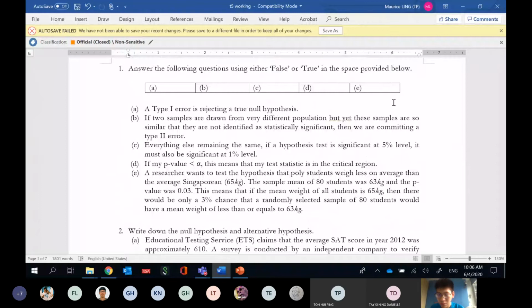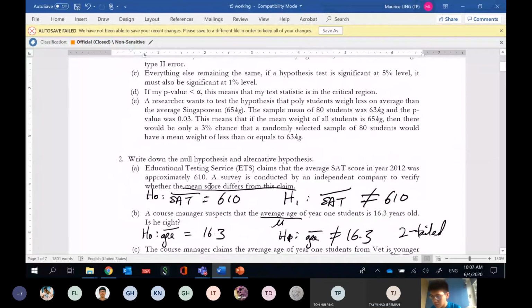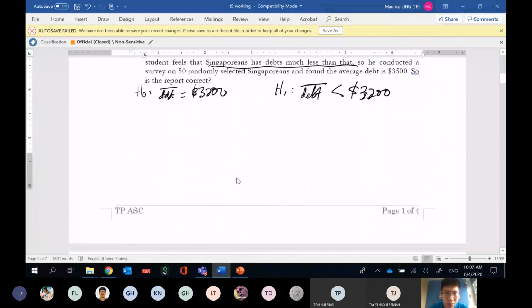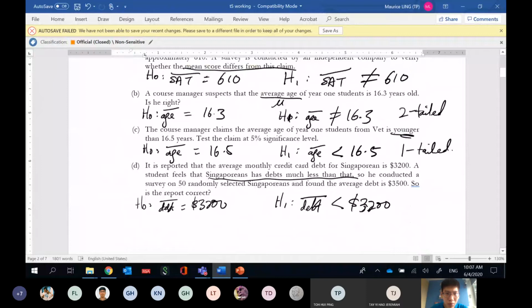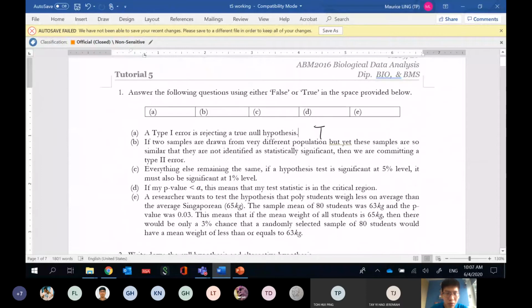For the true false questions, just now Daniel has already done that. Jeremiah, first one. Is it true? Correct, true. Type 1 error, in fact, what we call significance, means the probability of type 1 error.